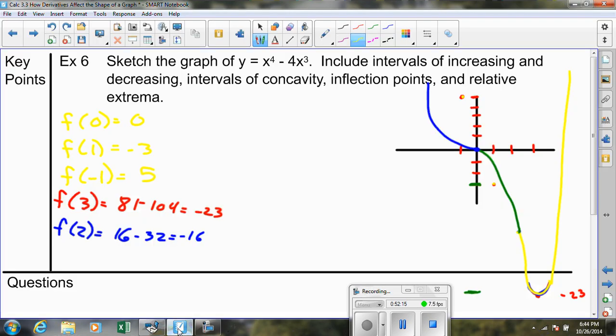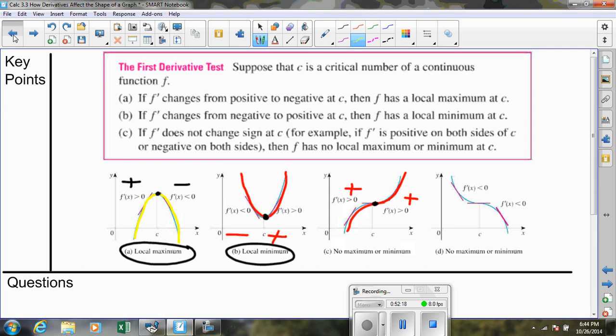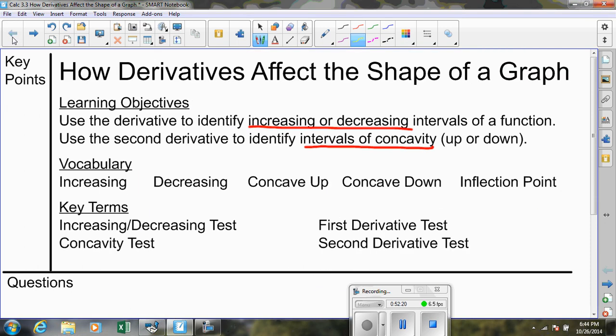So all things combined, major things that we are trying to be able to use. The first derivative will tell you where the function is increasing or decreasing. The second derivative will tell you intervals of concave up or concave down. Beyond that, you can use the first derivative test to figure out where you have local maximum or local minimum. You could also use the second derivative test to identify your locations for local minimum or local maximum.